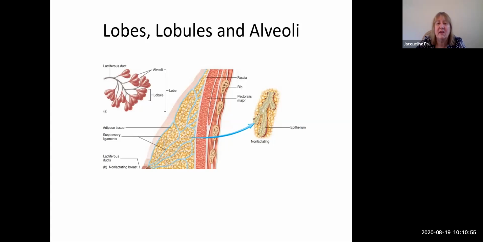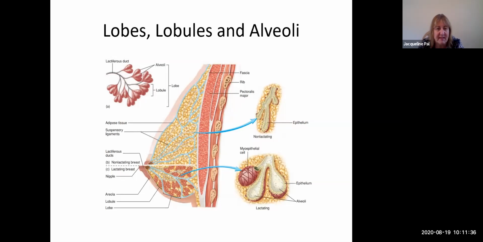All right, so looking at a non-lactating, non-pregnant female, as you can see, a lot of adipose tissue. The ducts and the lobes and the lobules are very inert, not doing much of anything. So I'm going to introduce a new word, alveoli, because we actually have alveoli in the lobules and the lobules in the lobes. Each one of these little round glands is called an alveolus, with its little epithelial cells that will be secreting.